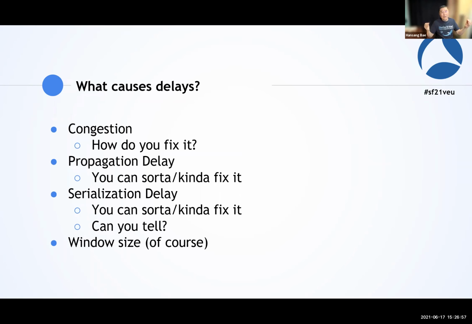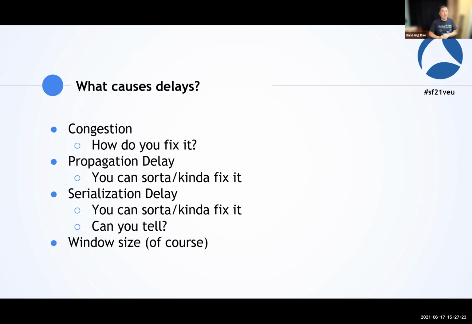Well, it turns out microwave is faster than copper. So if you have a microwave dish and you're transmitting packets through a microwave, it'll get to the other side faster because it flies through the air faster than even fiber optic cable. So that's really the only way that you can address propagation delay, because that's a function of which cable you buy. The other one is serialization delay.